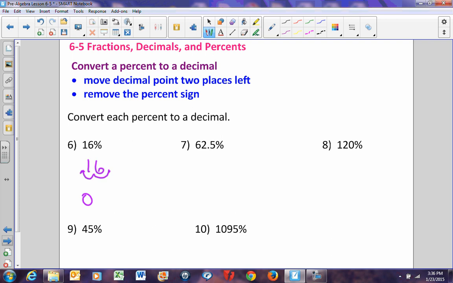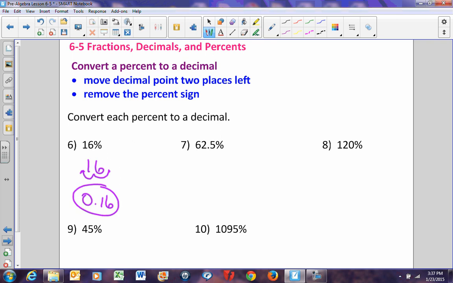It's 0.16. Do you have to have the leading 0? No. I tend to write it because it's neater, and it's definitely clear where your decimal point is. Some of you are kind of stingy with your decimal points, so sometimes it's hard to see where your decimal point is.